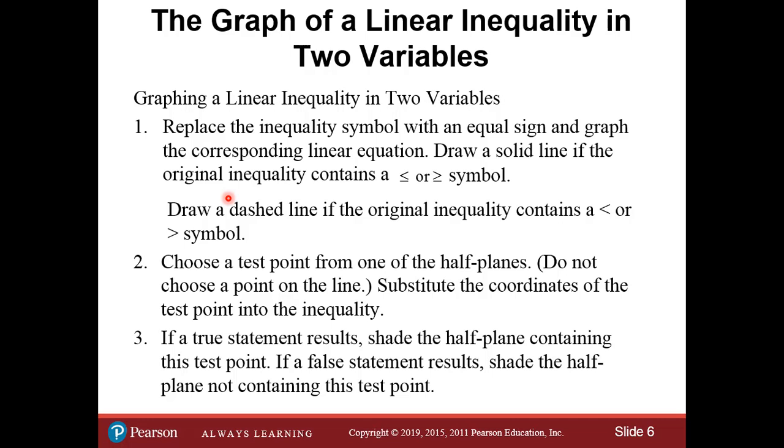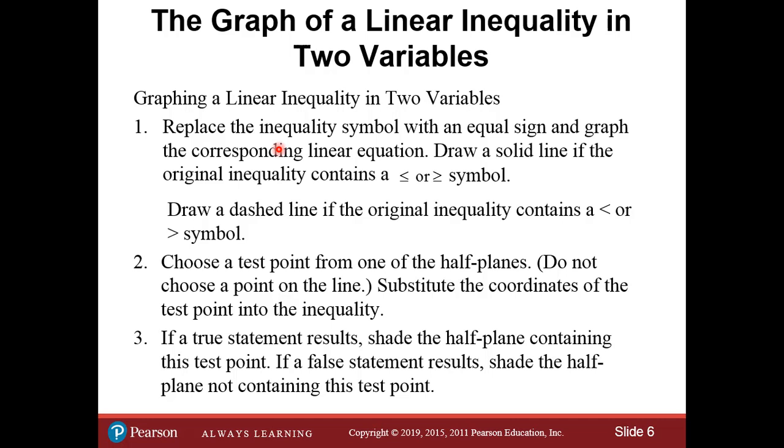How do we know if it's included or not? Whether the inequality has an equal sign with it or not. So here would be solid line. These would tell us a dashed line. Then you've got to choose a test point, because the line that we just drew in step 1 splits the plane into two halves, what we call half planes. So the solution set is going to be on one side of the line or the other side of the line, but it cannot be both. So that's where the test point comes in.